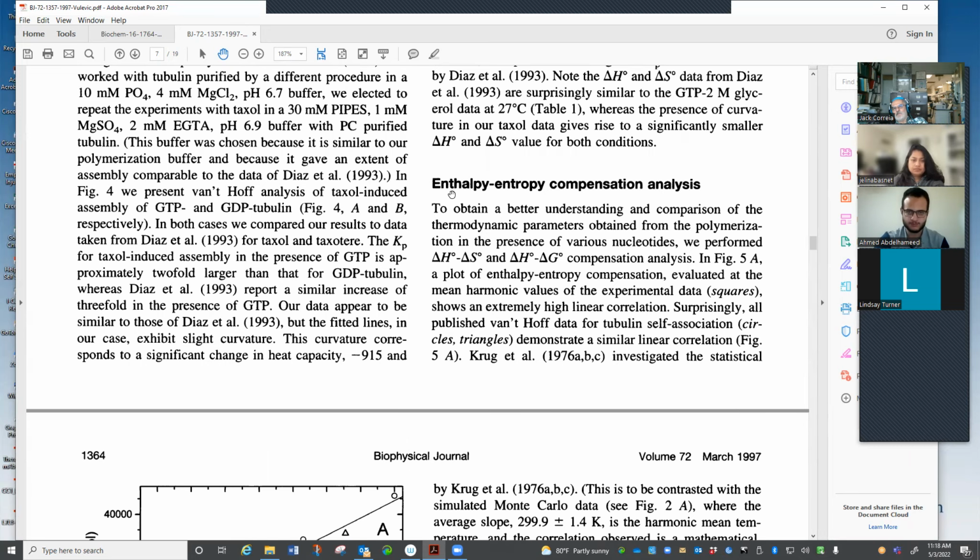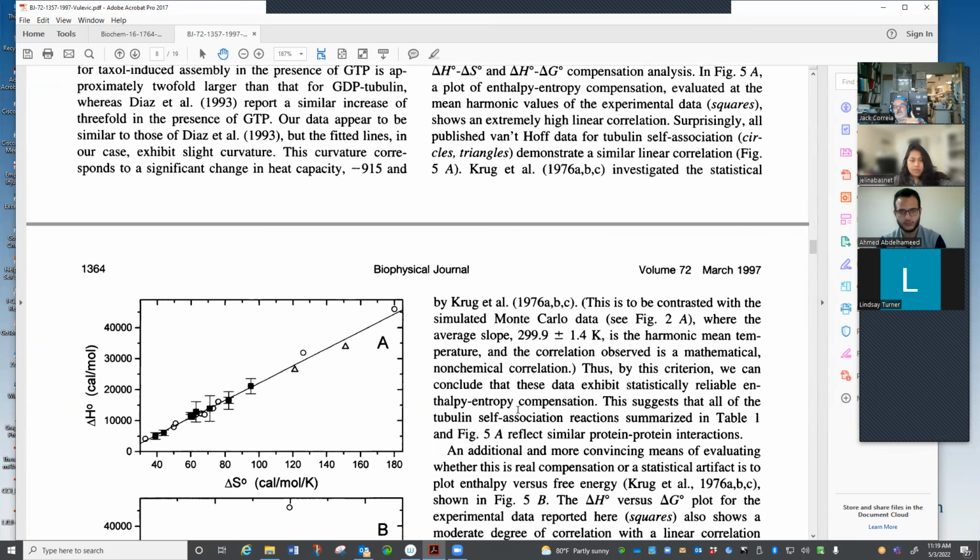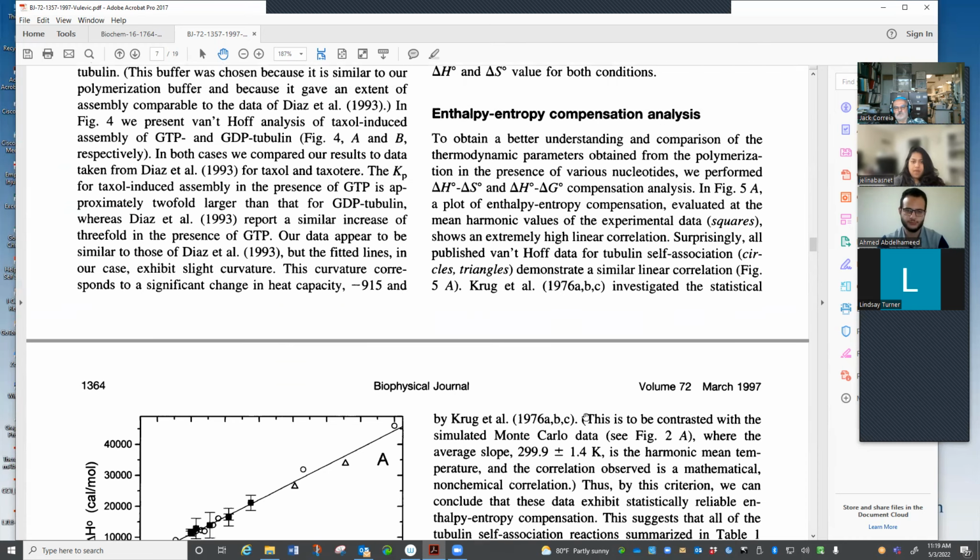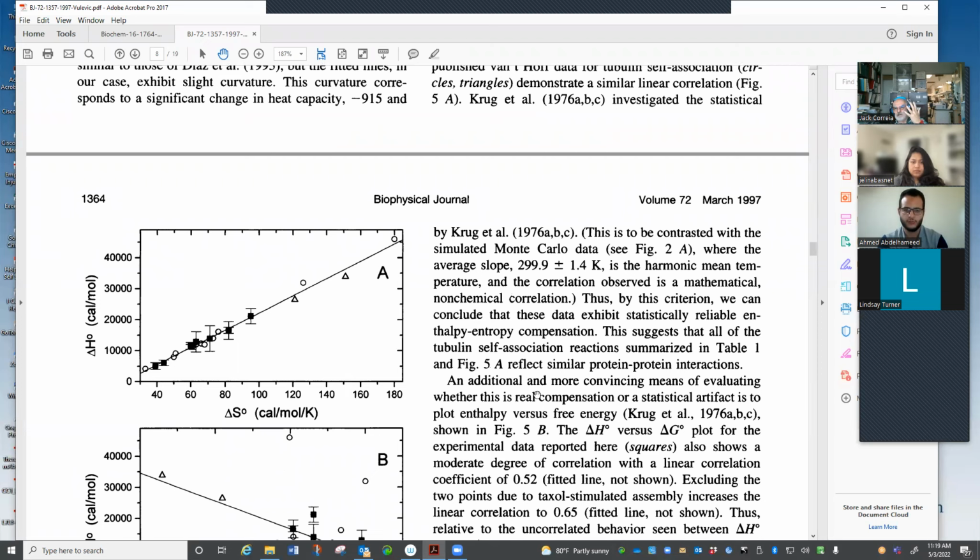The fact that the enthalpy and the entropy are strongly correlated with one another has been discussed for many, many years. What I showed you early on was this statistical mathematical correlation in the simulations that was perfect, saying that that was really an artifact of the fact that the enthalpy determines the entropy. So they're highly correlated. Back in the 70s, Tom Krug's lab, Tom was at Rochester, I think, at the time, did a whole series of papers analyzing Van Hoff plots and enthalpy-entropy correlation, or enthalpy-entropy compensation. And the question that comes up is: is this a mathematical artifact or is this real?